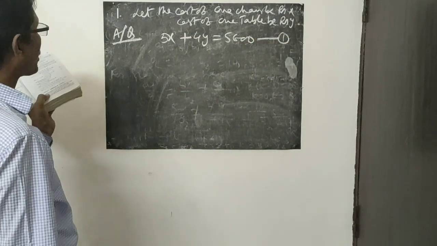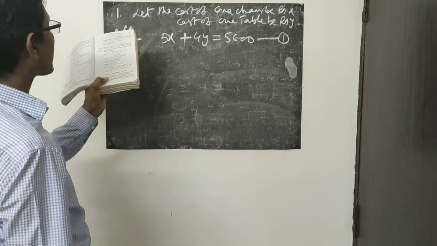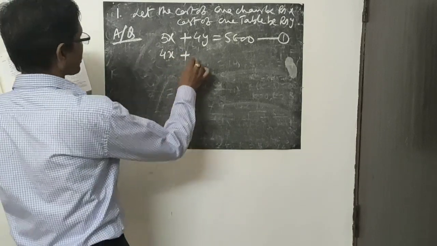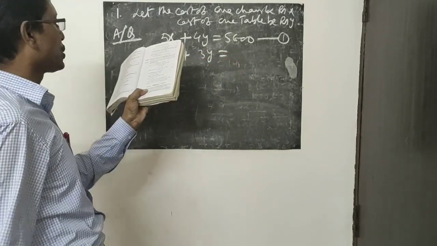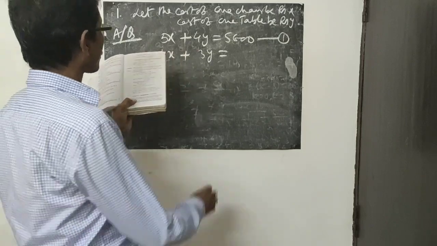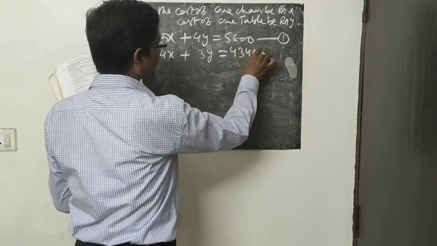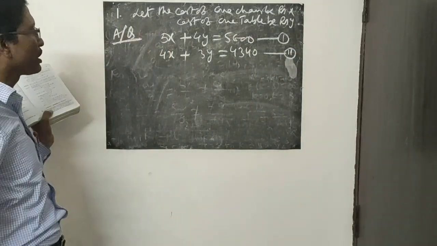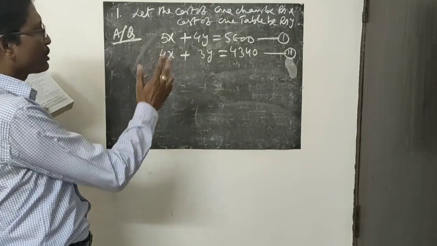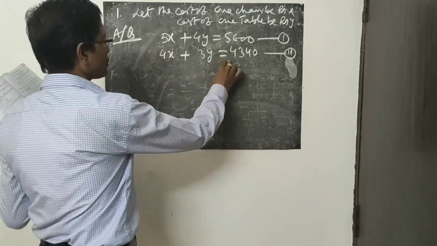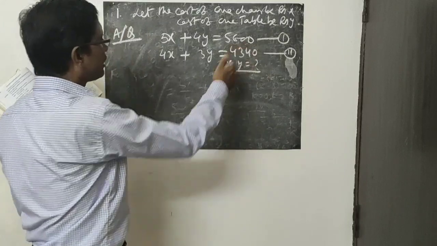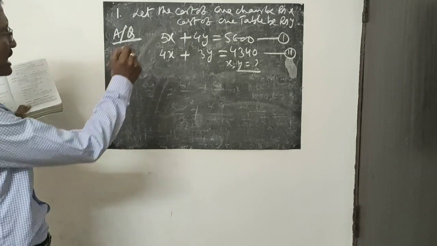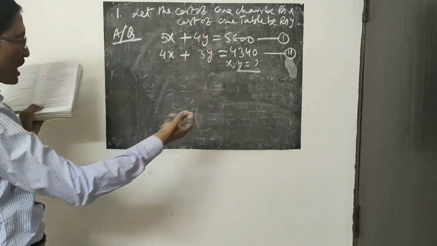And the second condition also you have to get, that is 4 chairs and 3 tables. 4 chairs cost 4x and 3 tables cost 3y, together costing rupees 4,340. So two equations you got, and by any method you can solve the values of x and y. Then you will get the cost of one chair and one table. Is it okay? We are just converting the condition into the equation.